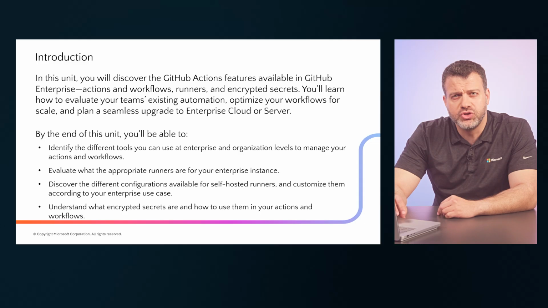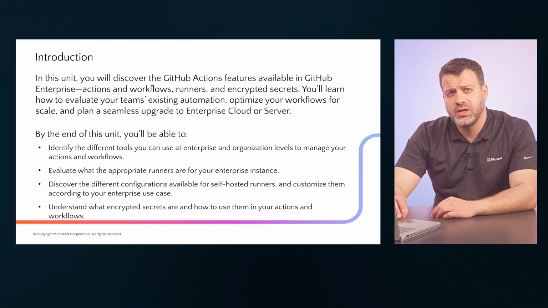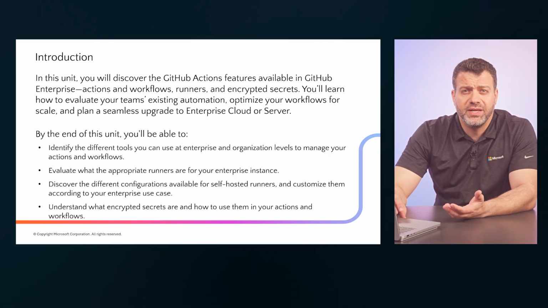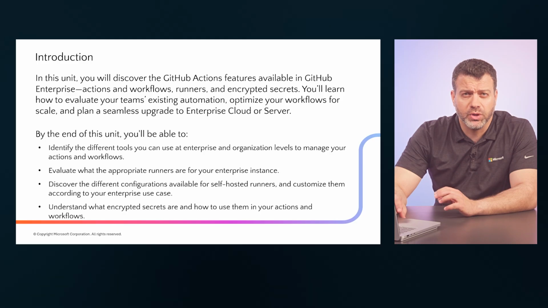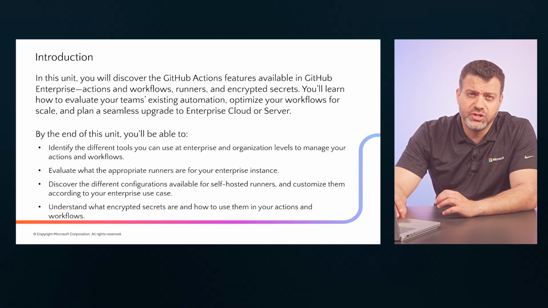Most organizations don't fail at CI/CD because they lack automation. They fail because they can't control it at scale. So when every team is creating their own workflow, pulling random actions, and configuring runners differently, things get messy fast and risky. So in this unit, we're going to focus on 4 areas.